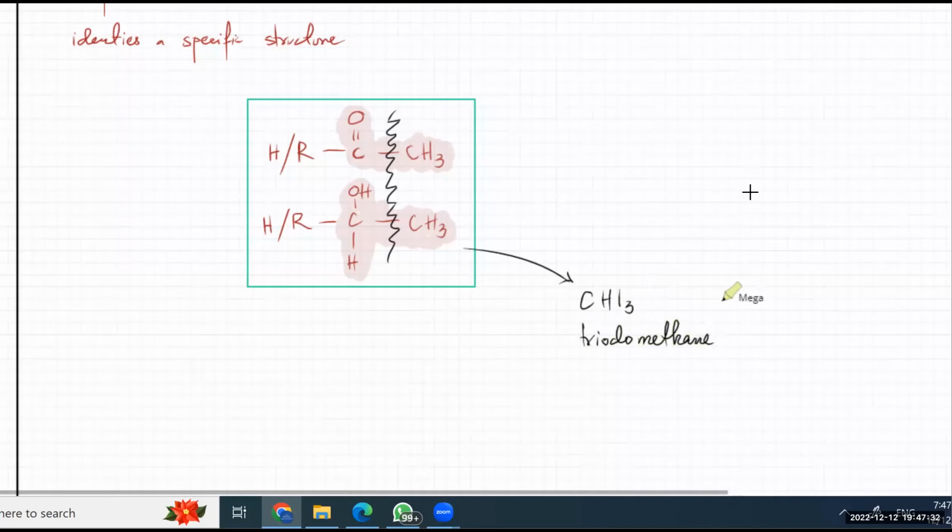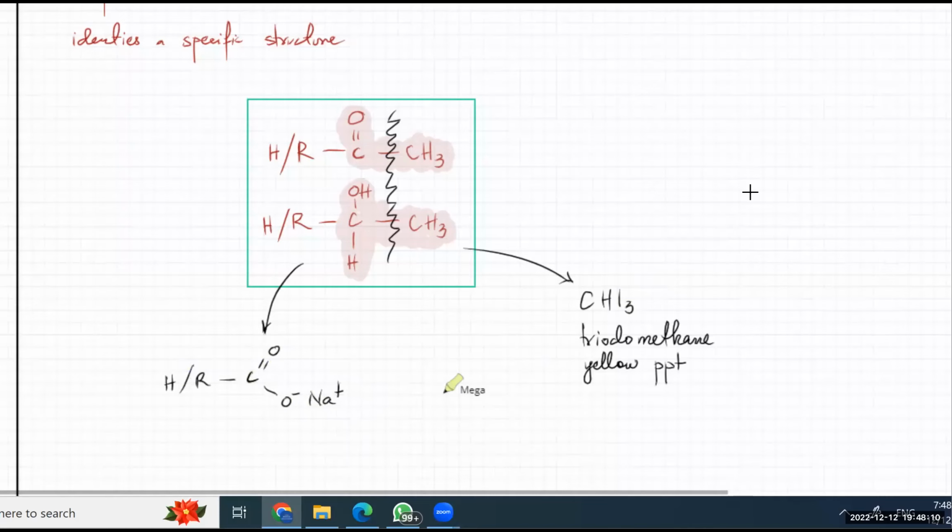And you'll get a yellow precipitate. And what happens to the other side is that particular carbon atom will turn into a salt of the carboxylic acid. So remember that particular carbon atom turns into a salt of the carboxylic acid.